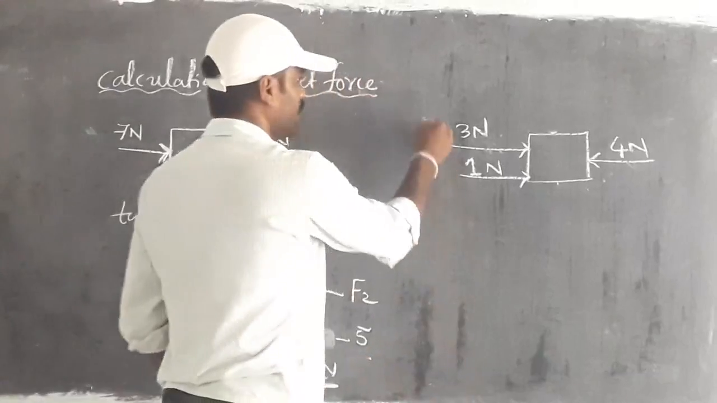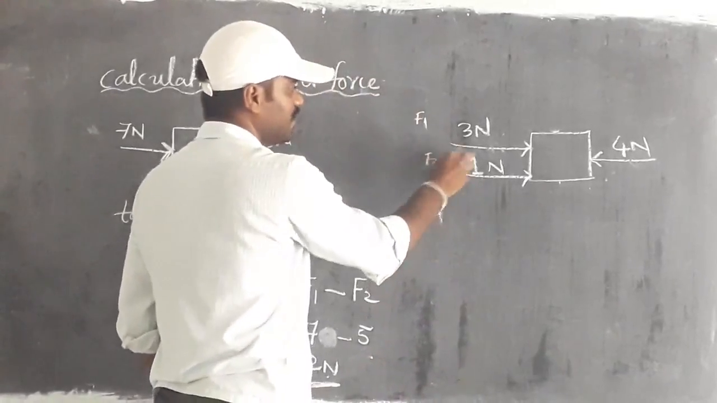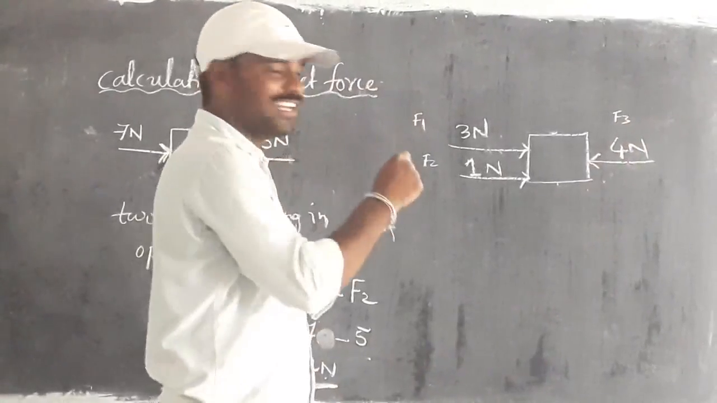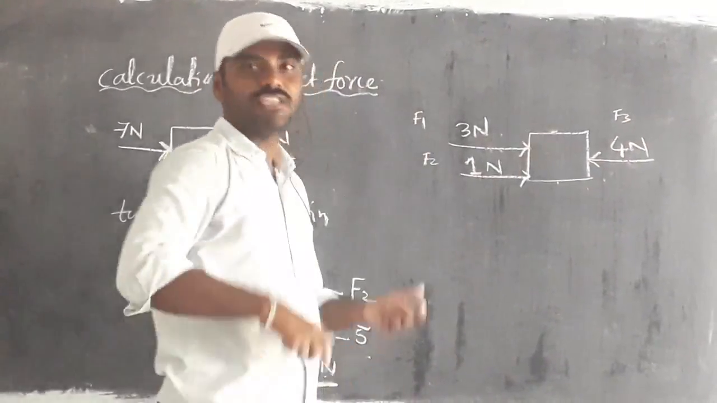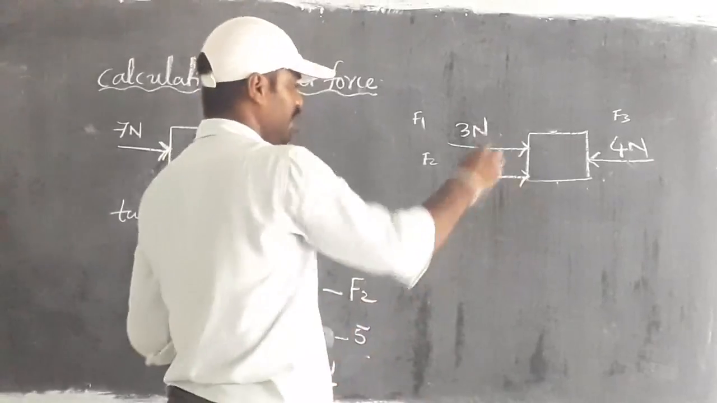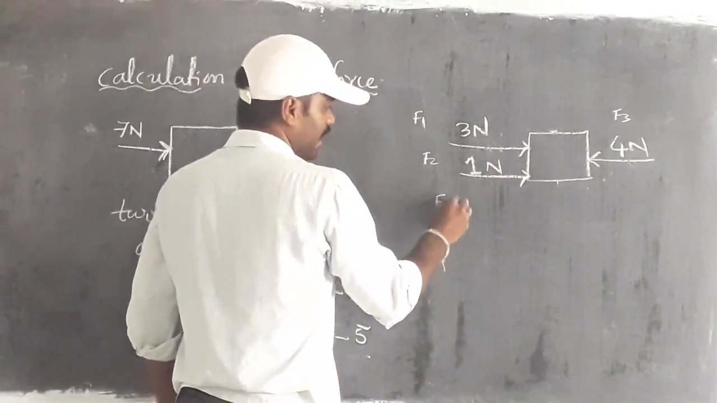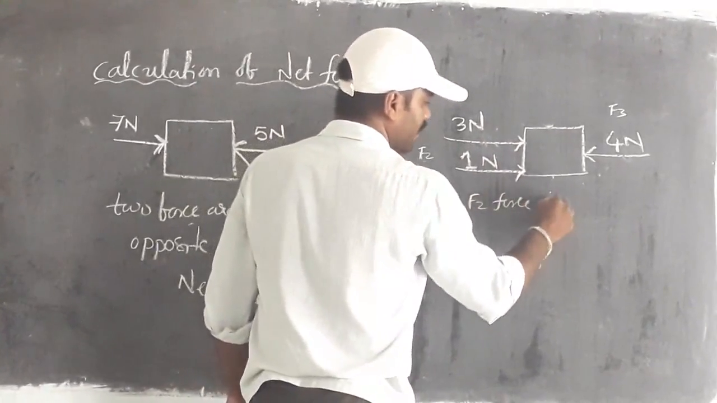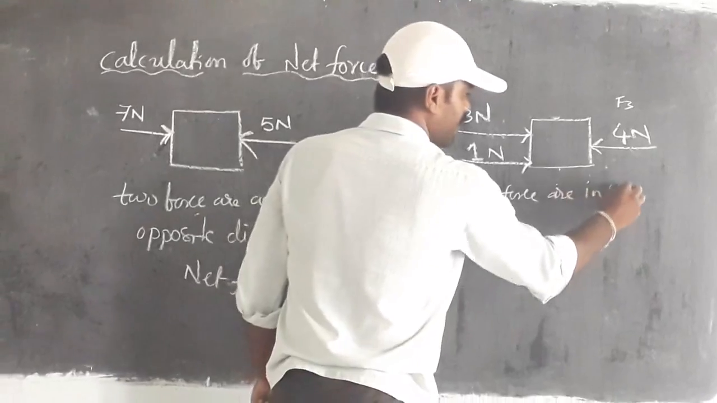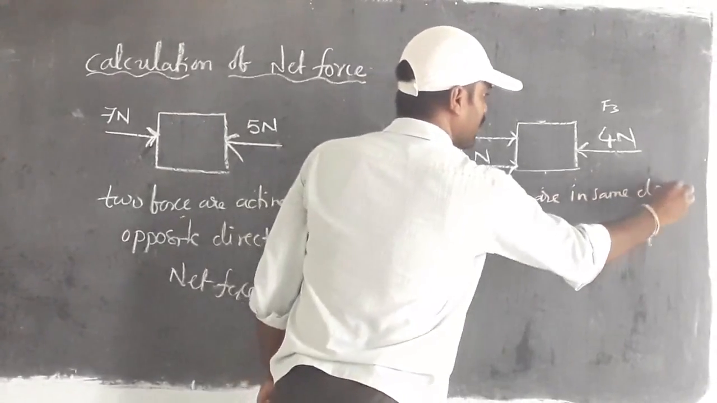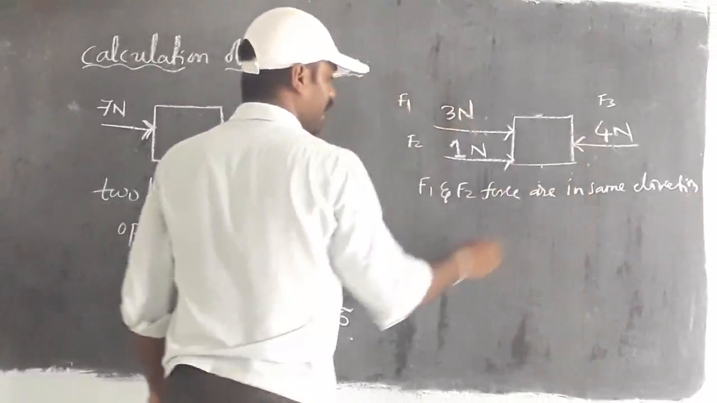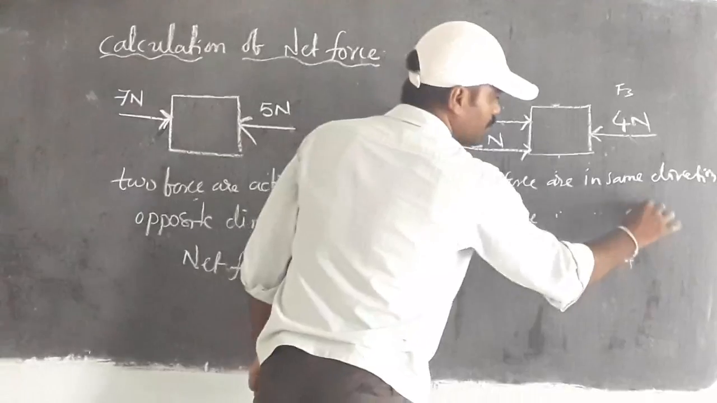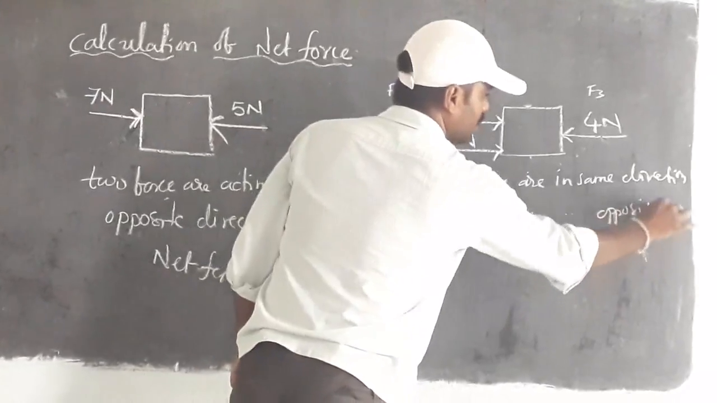So, same thing: consider this one as F1, this as F2, and this as F3. Here F1, F2, F3 indicate forces, right? Then you have to write that F1 and F2 forces are in the same direction, and F3 force is in the opposite direction.